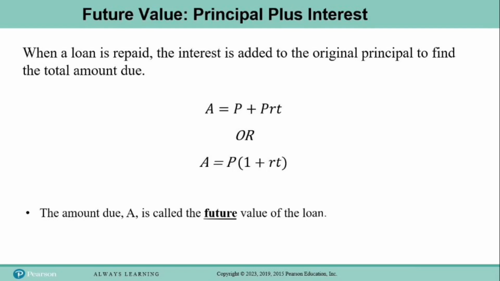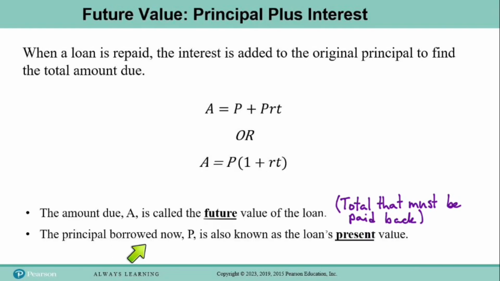And again, the A stands for amount due, and the amount is called the future value of the loan. And again, that represents the total that has to be paid back. And the P is the principal that's being borrowed, but that's also known as the loan's present value. So P for principal, P for present value, and then A for amount due, also called the future value.